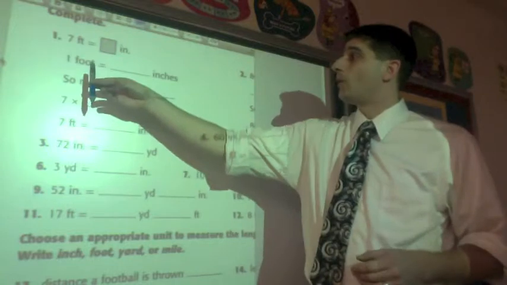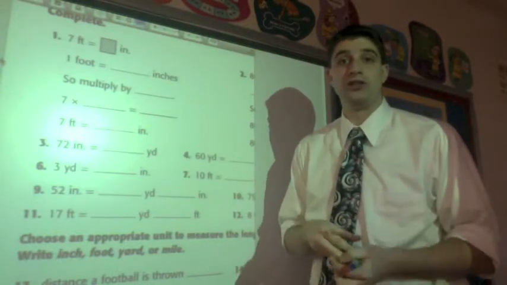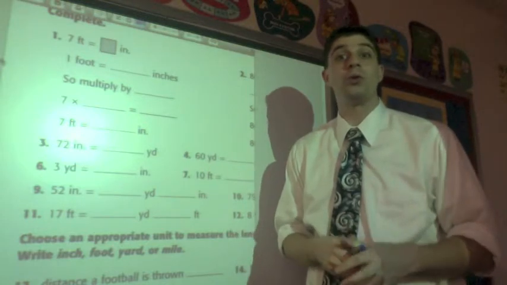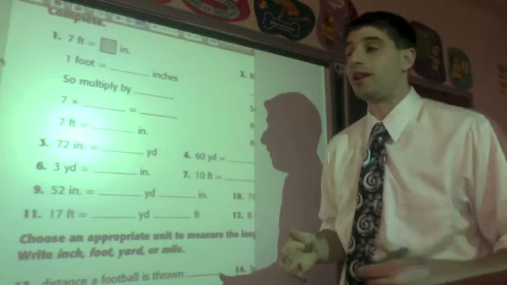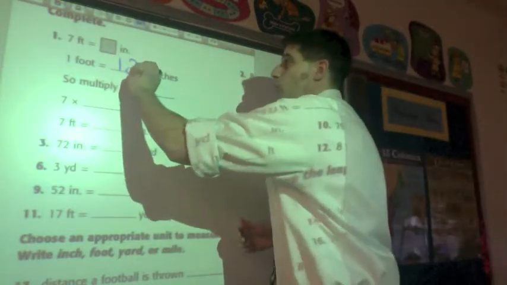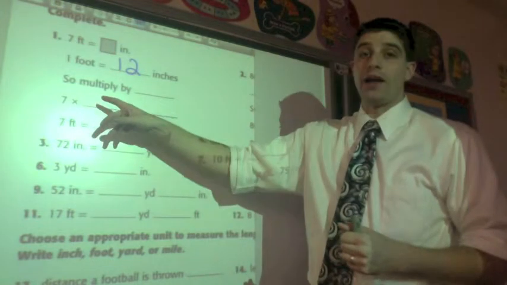So I know that 1 foot equals how many inches? Yep, it's 12 inches. If you're unsure, you could always look at a ruler or go back to your conversion chart that you saw a little earlier in this presentation. So I'm going to write 12 here. Now, I have to multiply.